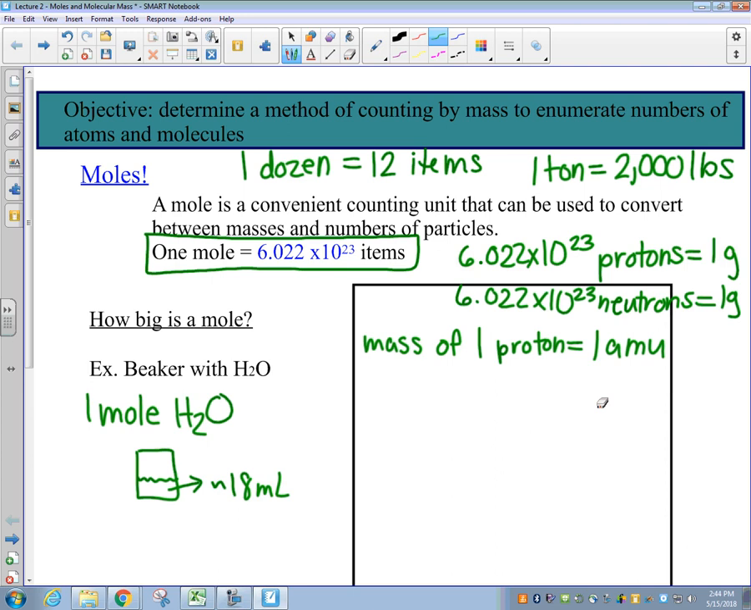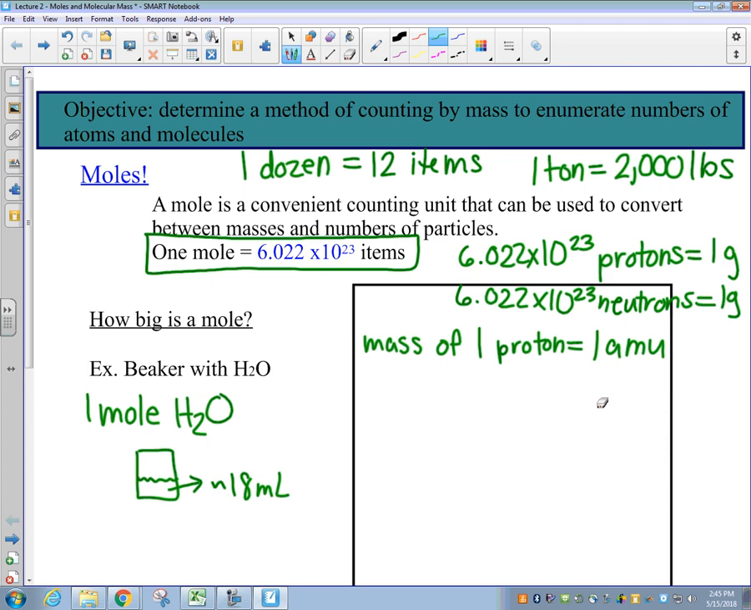We were talking about why 1 mole is equal to 6.022 times 10 to the 23rd items. And again, the number of protons that's equal to a 1 gram sample of protons is equal to 6.022 times 10 to the 23rd. And since a neutron is approximately the same mass as a proton, there are 6.022 times 10 to the 23rd neutrons in approximately a 1 gram sample of neutrons. We've learned in previous science classes that the mass of 1 proton is equal to 1 AMU. We also know that the mass of a neutron is equal to 1 AMU. And we've learned that the mass of an atom is equal to the number of protons in the atom plus the number of neutrons in an atom.